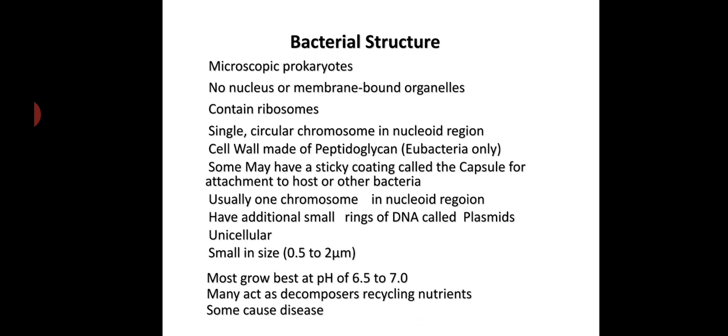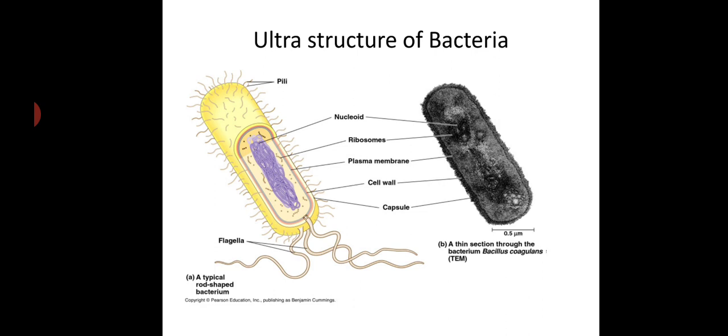Bacteria are unicellular and small in size, measuring about 0.5 to 2 micrometers. Most grow best at a pH of 6.5 to 7. Many act as decomposers, recycling nutrients. Some of them cause diseases. This is the ultrastructure of bacteria.